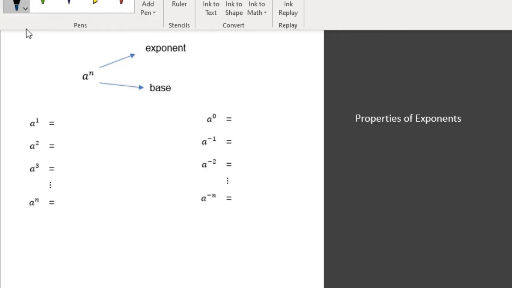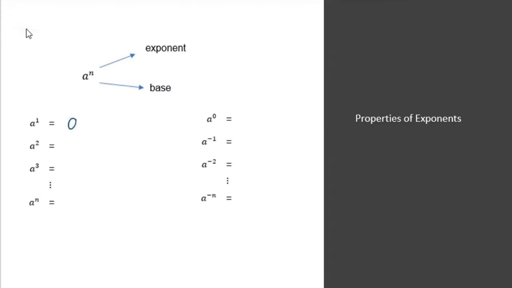What is a to the power of 1? Well, a to the power of 1 is simply a multiplied by itself once. So a to the power of 1 is simply equal to a. Where a to the power of 2, or a squared, means a multiplied by itself twice. A to the power of 3, therefore, is a multiplied by itself 3 times. So a to the power of 3 is equal to a times a times a.